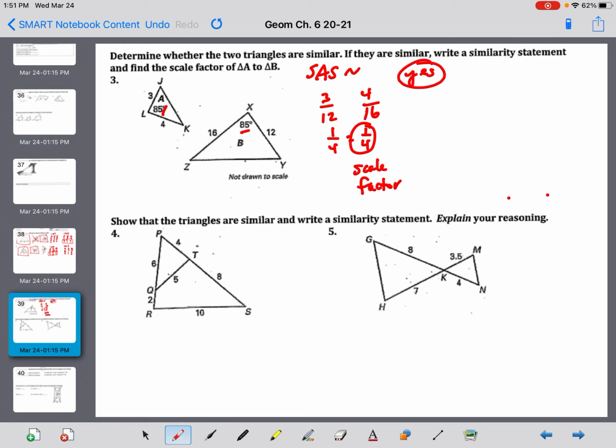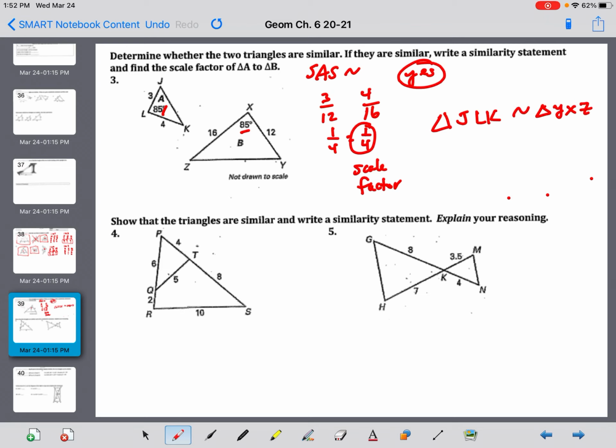Now, the similarity statement, you can start with any order you want to. I'm just going to go triangle JLK. So now here's the deal. I went JLK, so I went across the short side to the 85. So I have to go across the short side to the 85. So I'm going to have to go YXZ. Triangle JLK is similar to triangle YXZ.